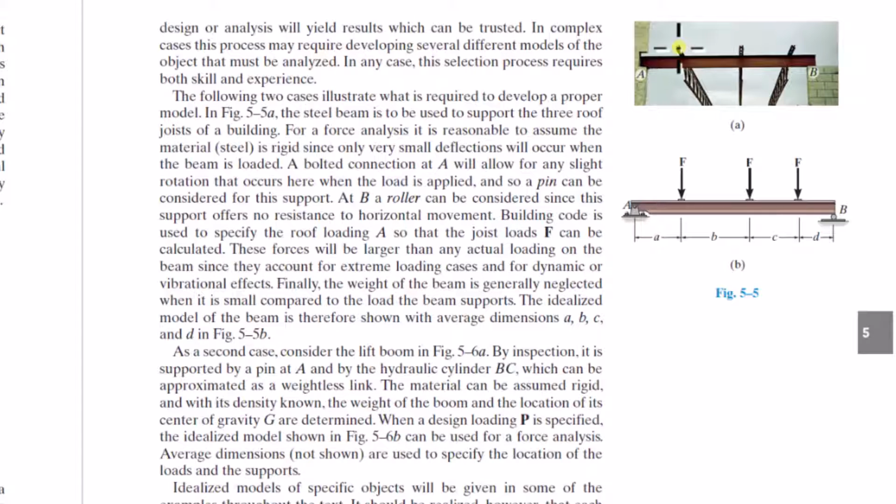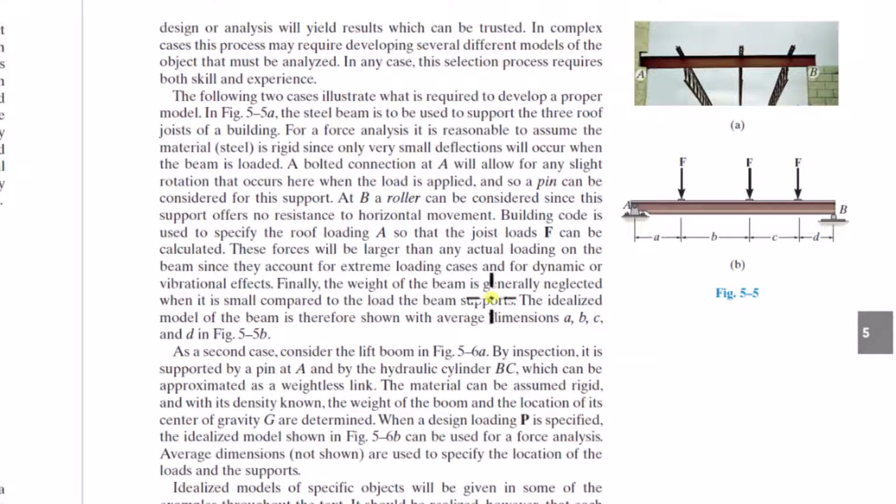So these forces here, you might say, well, what load do I put here? The weight of these beams? No, you need to put the actual design loads. That's where these roofing codes, or building codes, will help give you the necessary loads you have to design for. These forces will be larger than any actual loading on the beam, since they account for extreme loading cases and for dynamic or vibrational effects.